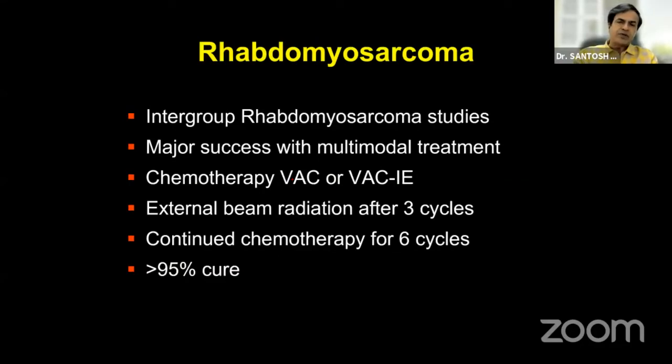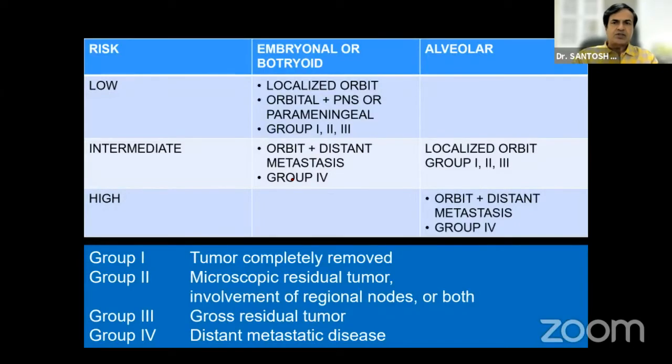The management of rhabdomyosarcoma is mainly guided by the Intergroup Rhabdomyosarcoma Studies. This was a very successful major study which has created several protocols for the management of rhabdomyosarcoma. It has resulted in the success of multimodal treatment. And when we talk about management of rhabdomyosarcoma, it's generally after risk stratification as low to intermediate and high. That is based on the histopathology of the tumor and also the residual amount of tumor. If the tumor is completely removed, it goes to group 1. If there is microscopic residual tumor with involvement of regional lymph nodes or both, then it goes to group 2.